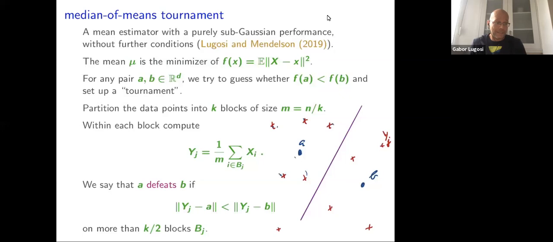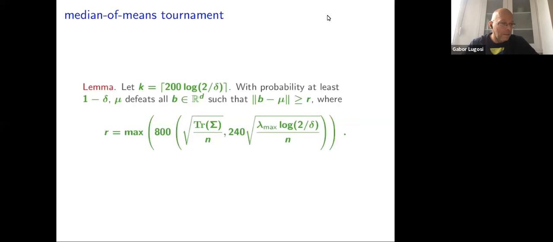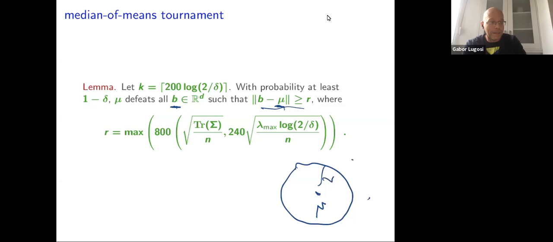But the main technical property is that the true mean mu will defeat every vector B that is far away from it. If mu is here and we take a ball of radius R, then mu will defeat everybody that's outside of it, simultaneously. The radius R is exactly of the form that we look for, which is the square root of the trace of the covariance matrix divided by n, plus the square root of the largest eigenvalue times log one over delta divided by n. This is the main technical property.